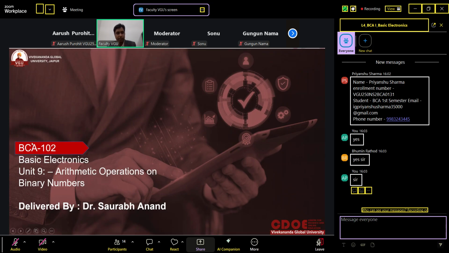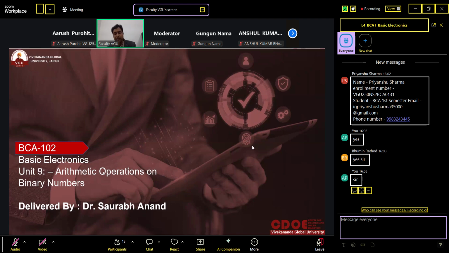Okay, so without wasting our time, we should start the session now. Today we have to understand what are the various arithmetic operations on binary numbers. We have already understood what is a binary number. We have studied about number systems. So what operations we can do on binary numbers, we have to understand that, right?